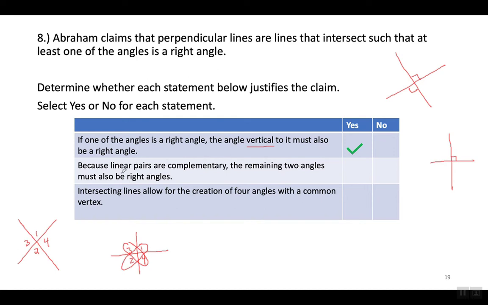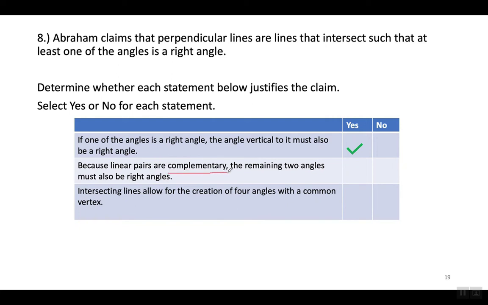Second possibility: because linear pairs are complementary. Let me erase all this. What does that word mean? And what does this word mean? We went over both of these. All right, let me refresh your memory. A linear pair is a pair of angles that creates a straight line. A linear pair is that. I could draw this line wherever, but it's basically two angles that when you put them together, they create a straight line. And how much does a straight line always measure? A straight line always measures 180 degrees.